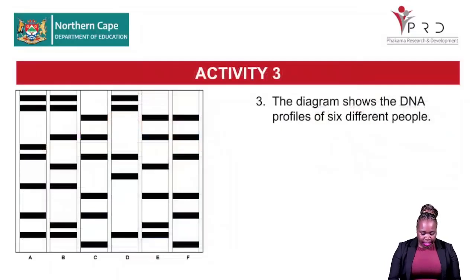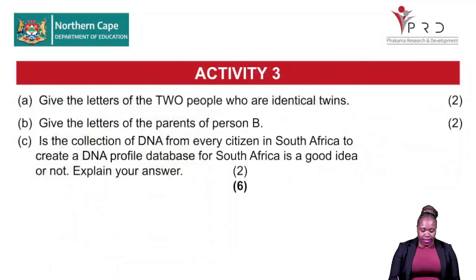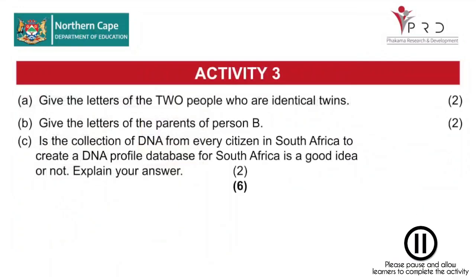Right, let's have a look at activity 3. It says the diagram shows the DNA profiles of 6 different people. We have individual A up to individual F. Now, it's a 6-mark question, 6 minutes. You go through the questions and then we are going to discuss them.